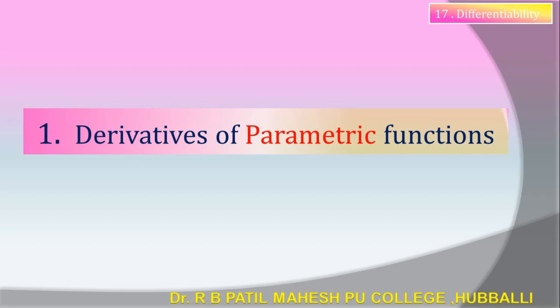Consider a function. This function may be a standard function, a composite function, or an implicit function. There are two variables in this function, x and y. And x is given by one function and y is given by another function using another variable t or theta or maybe any other variable, such that it satisfies the given function. Then these functions are called x and y parametric functions of the given function.